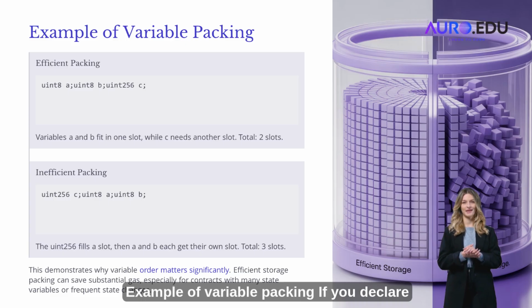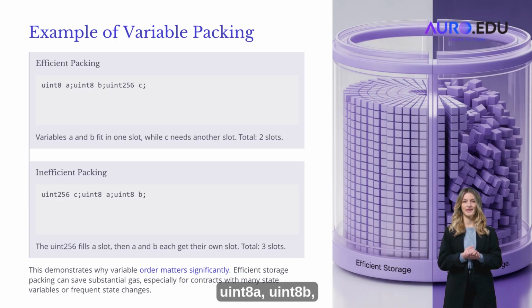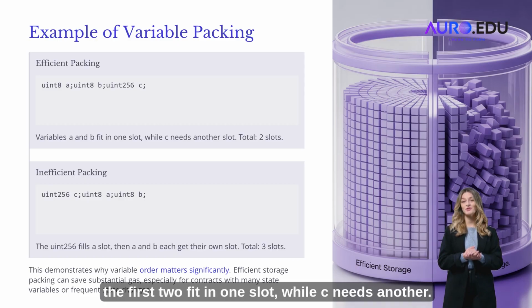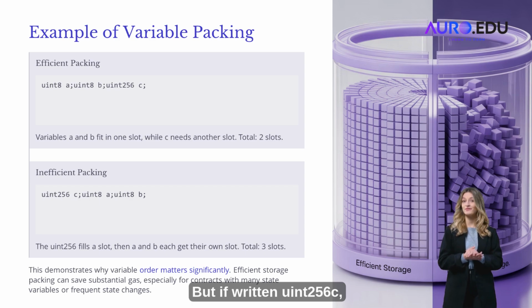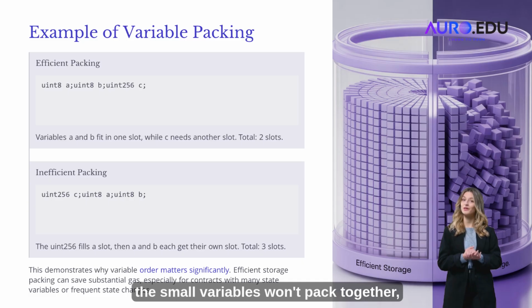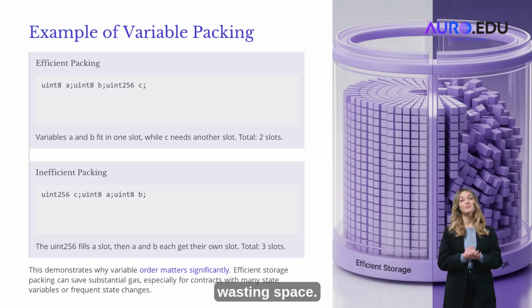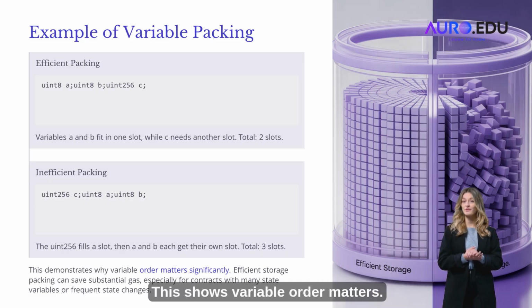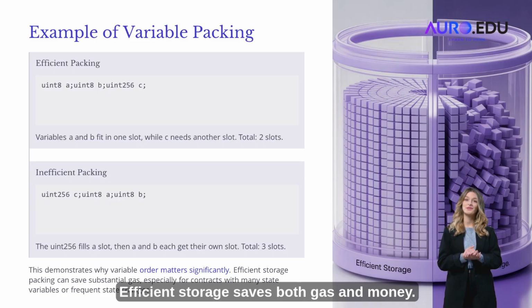Example of variable packing. If you declare uint8 a, uint8 b, and uint256 c, the first two fit in one slot, while c needs another. But if written uint256 c, uint8 a, uint8 b, the small variables won't pack together, wasting space. This shows variable order matters. Efficient storage saves both gas and money.